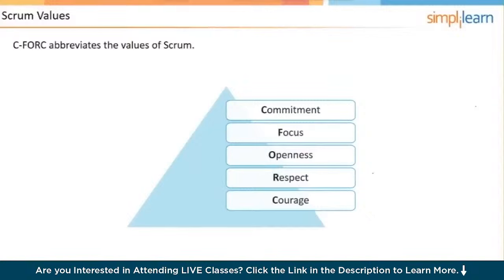So the first C is commitment. The next one, there are four. F is focus. O is openness. Is that two N's or one? I don't know. Openness. We'll blame it on the marker if it's not right. R is for respect. And the last C is courage.